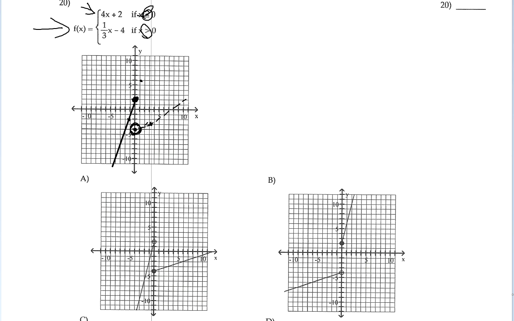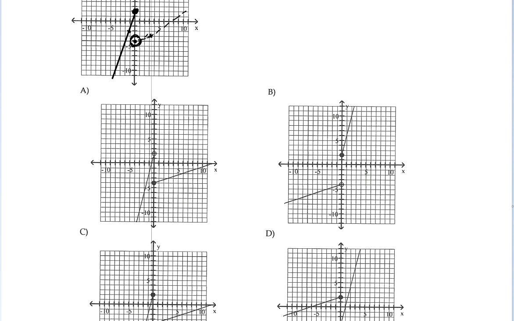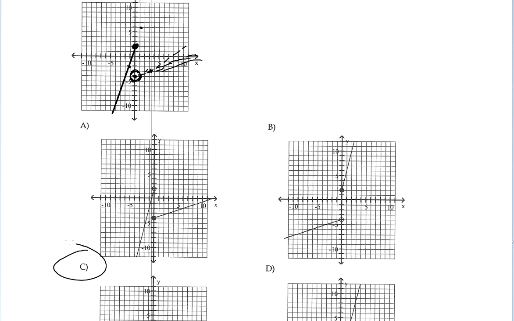So that's the general look of this piecewise graph. Which one is it? And, well, it looks like it's going to be C. My line here veered off somehow. Wow, that's wild. Okay, but you can see it's going to be C. And C it shall be.